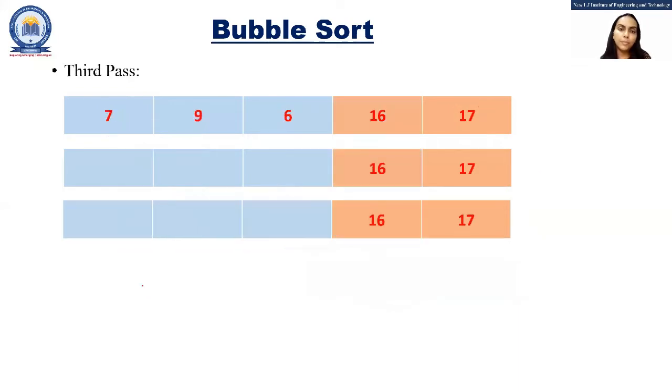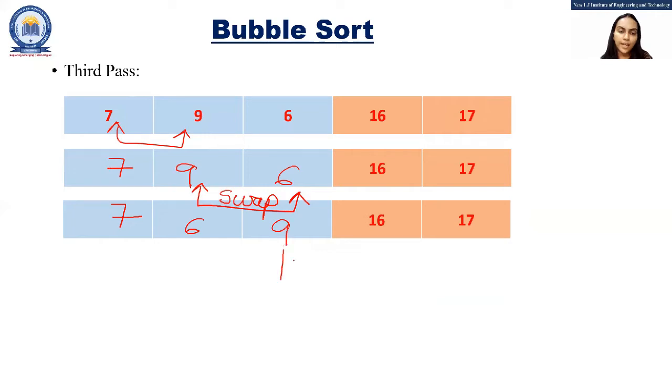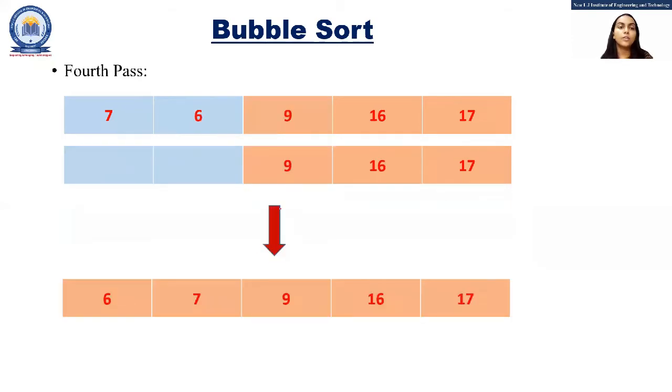So in the third pass, we have to compare 7 and 9. No swapping because 7 is already less than 9, and we will compare 9 and 6. So yes, we need to swap because 6 is lesser. So 7, 6 and 9. Again, 9 is the third largest element, and after the third pass, it is at its proper position, that is at the third last. Fourth pass.